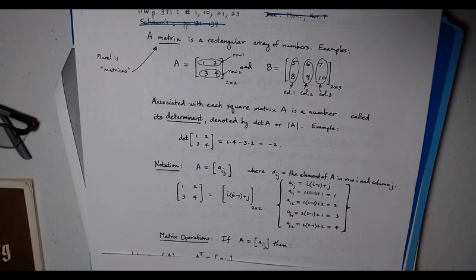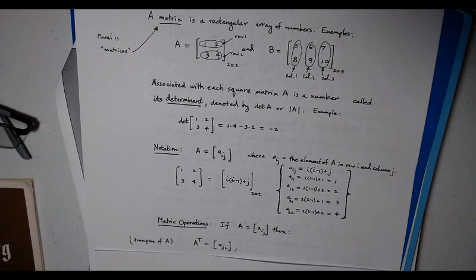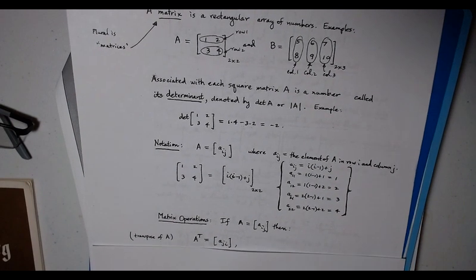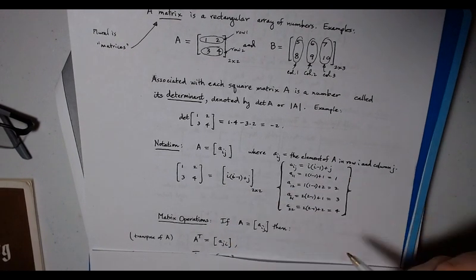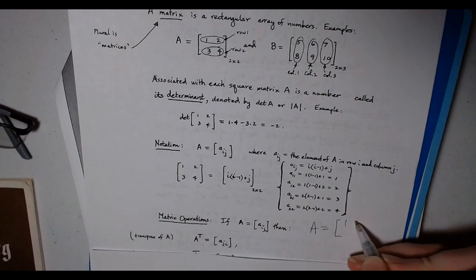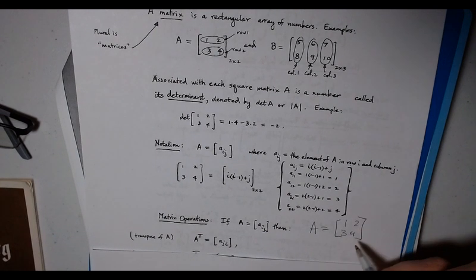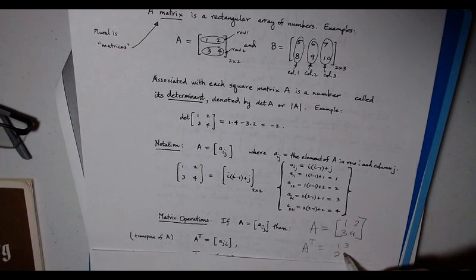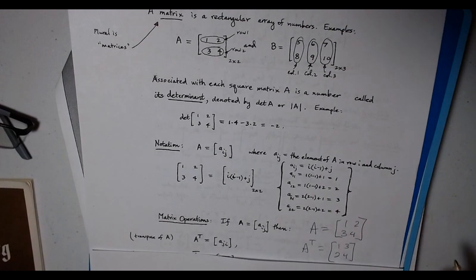So if we have a matrix, then we can transpose the matrix by switching your rows and columns. So for instance, the transpose of that matrix, so A is the matrix 1, 2, 3, 4. A transpose is going to be 1, 3, 2, 4. We just switch the rows and the columns. So the row there was 1, 2, now it's a column. The row was 3, 4, now it's a column.